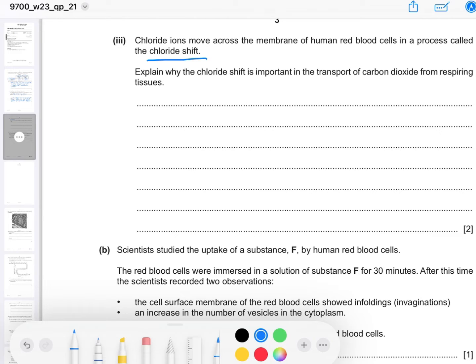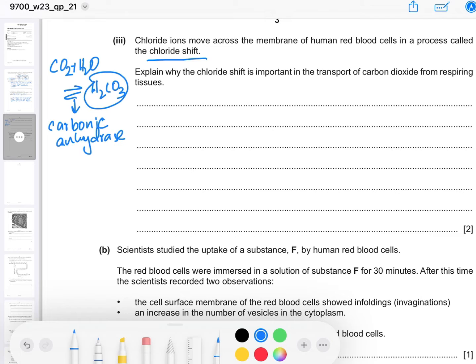So carbon dioxide is produced by all of the body cells that carry out respiration, and it's carried away from the tissues and the cells of the body via the blood into the lungs, where it can be exhaled. So while carbon dioxide is being carried by the blood, it will diffuse into red blood cells, where it will combine with water and undergo the reversible reaction to form hydrogen carbonate. Now this reversible reaction is catalyzed by carbonic anhydrase enzyme.